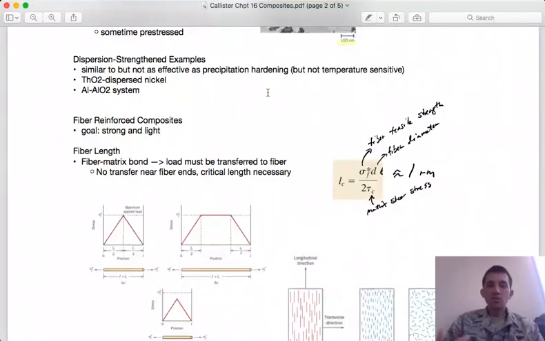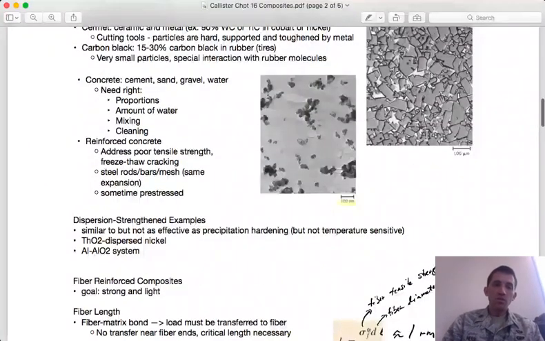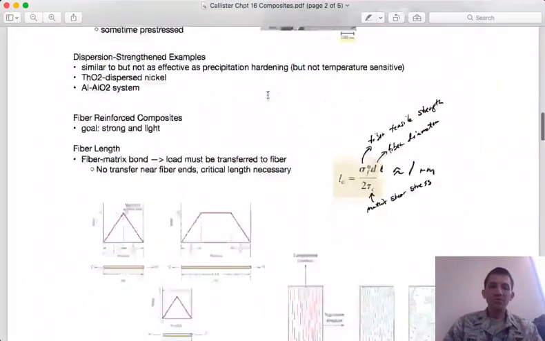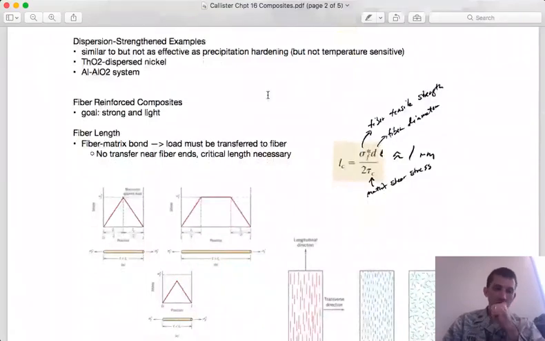And so with dispersion strengthened examples, it's the same type of dislocation motion disruption of the matrix material, but it's not quite as effective because it's not at an atomic scale. So it's kind of in between a precipitation hardened alloy and the particle reinforcements. We have a really small particle which works in between. Some examples that Callister cites are thorium oxide particles dispersed in nickel, and alumina particles in an aluminum matrix. And the key there is just that the particles are really small.